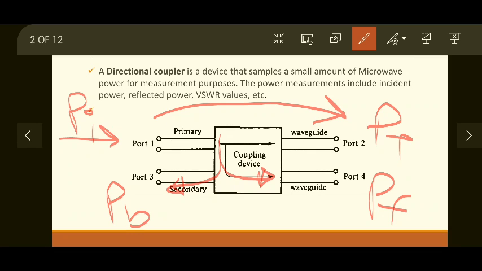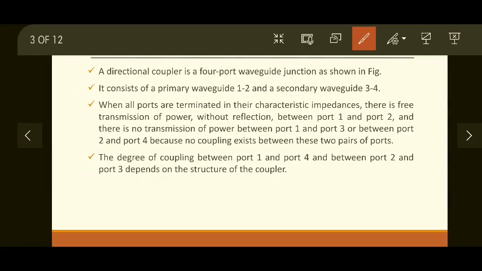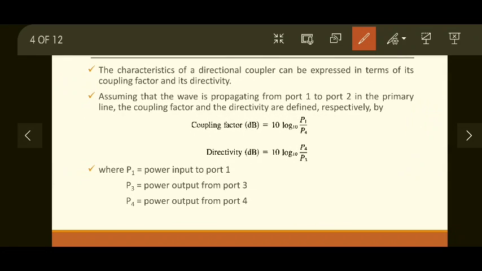Now this is a maximum transmission between 1 to 2, free transmission, no reflection. Between 1 to 3, no transmission because there is no coupling. Also between 2 to 4, there is no transmission of power because of lack of coupling. So that is how this measurement device works. Now let's see what the characteristics of this directional coupler are which are useful in communication circuits.